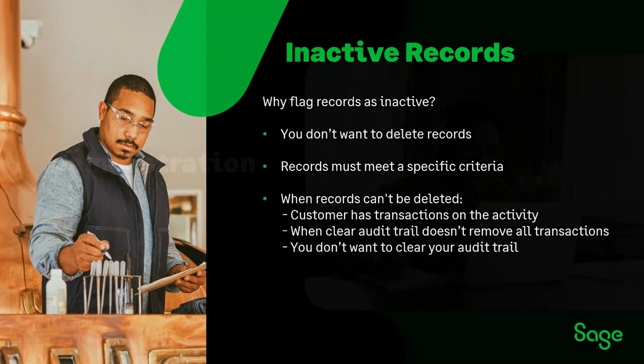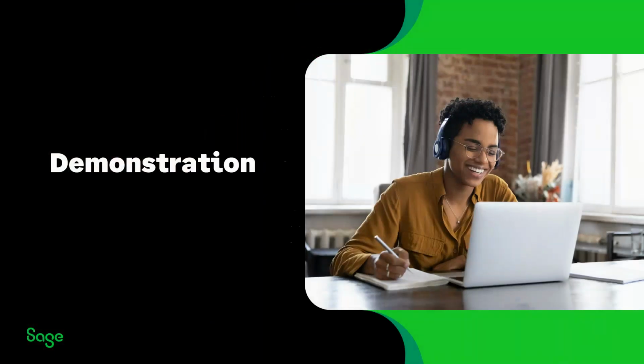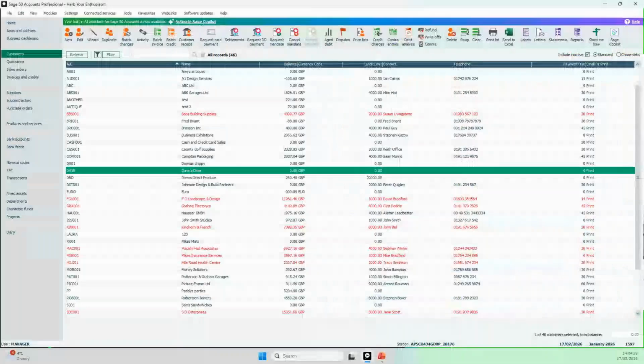So we'll pop into my program and we'll go through a bit of a demonstration and see what that looks like. Just open up my screen there. There it is. So that's my list of customers.